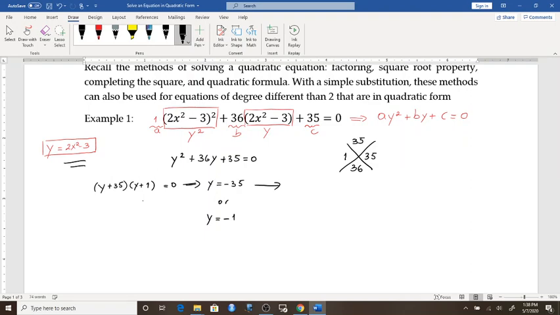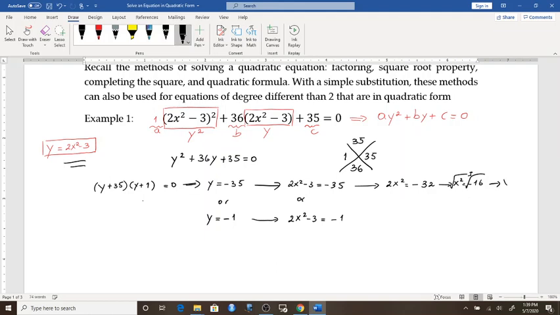So from the first one, we know that y is 2x squared minus 3, and this must be equal to -35. And for the second one, we have 2x squared minus 3 equal to -1. So let's solve these equations. We can get x squared by itself. From the first one, we have 2x squared equal to -32, right? We can divide both sides by 2 to get x squared equal to -16, take the square root, and put a plus and minus in front.